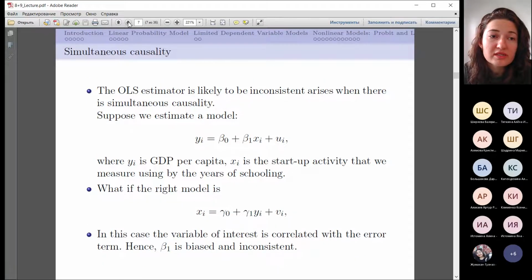And one more reason when you can face the endogeneity problem is simultaneous causality. We didn't discuss this problem, but the intuition is very easy. I will explain it and you will understand immediately, I think. So let's say that our model looks like this. We assume that startup activity has some effect, negative or positive, on GDP per capita. We assume positive, yeah? According to the theory from other countries, for example.